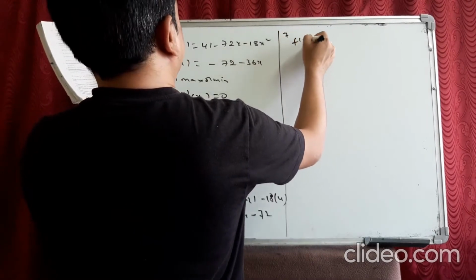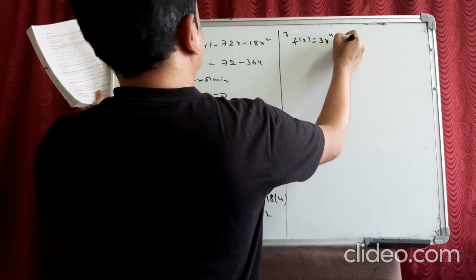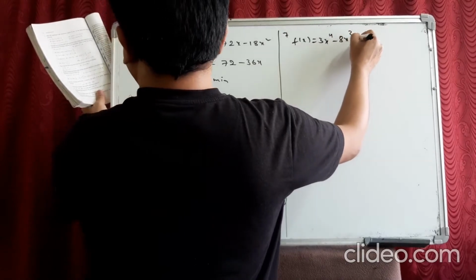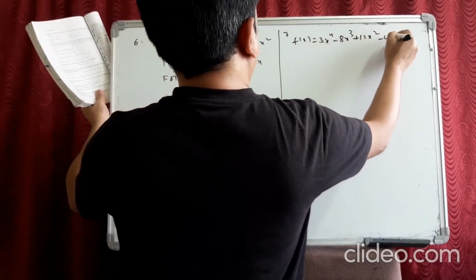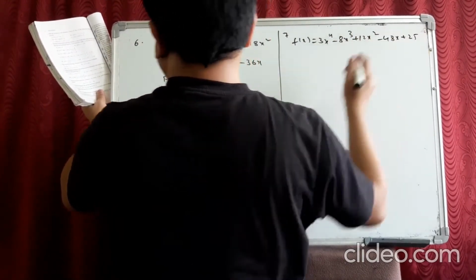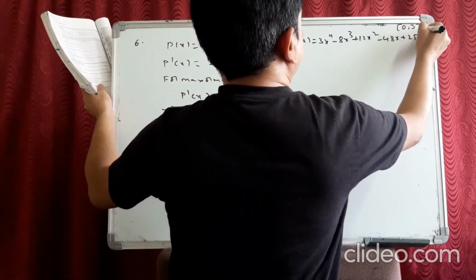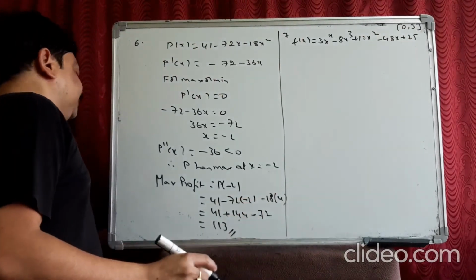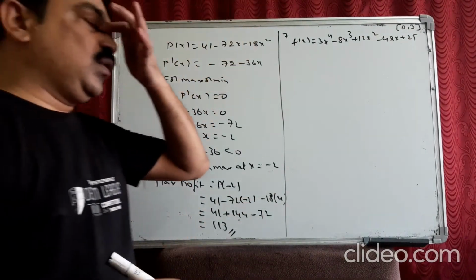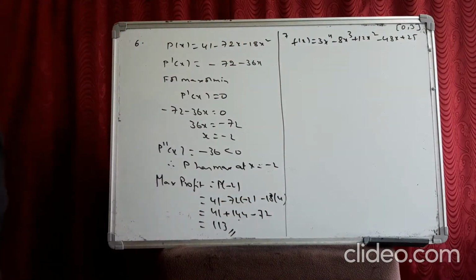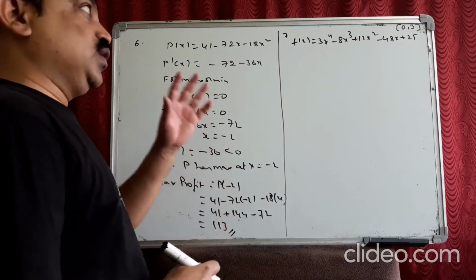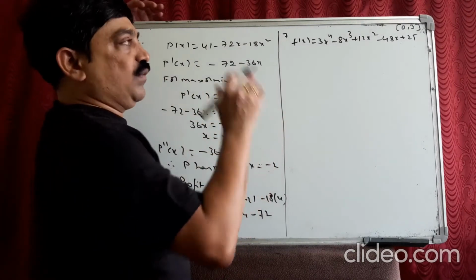f(x) is given as 3x^4 minus 8x^3 plus 12x^2 minus 48x plus 25, in the interval 0 to 3. When they give a closed interval, we go with the absolute maximum and minimum. So we go with the first derivative; the second derivative is not required for this.